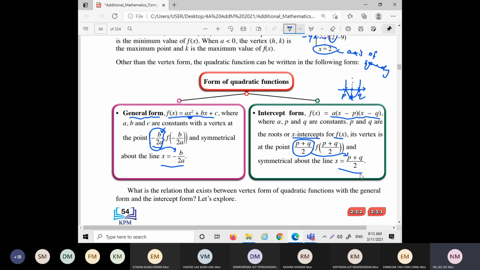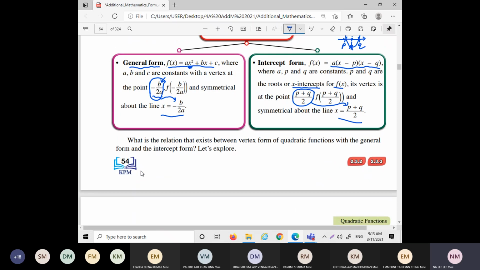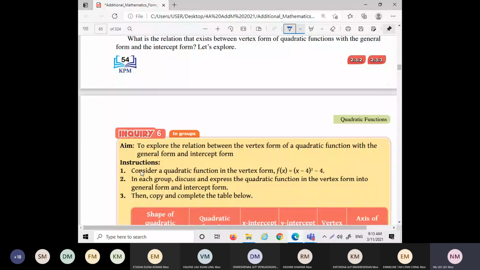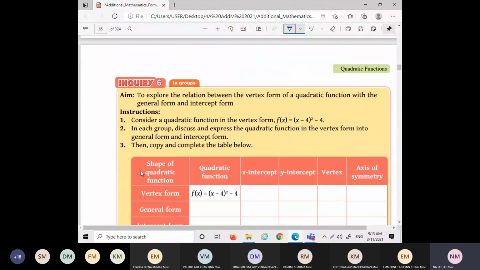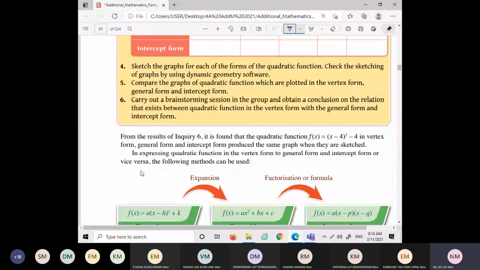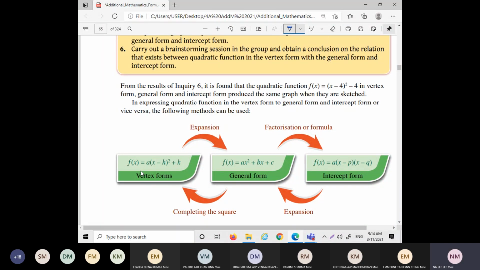After that, we need to learn how to change between these three forms of the quadratic equations. So that's all for this. We continue. This one I will skip. Now we come to this. This one you can copy also.